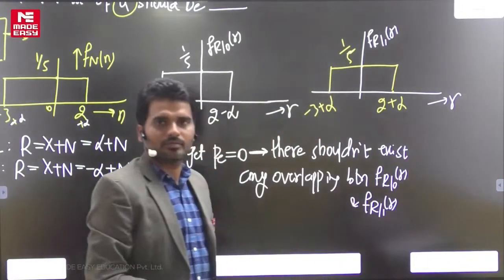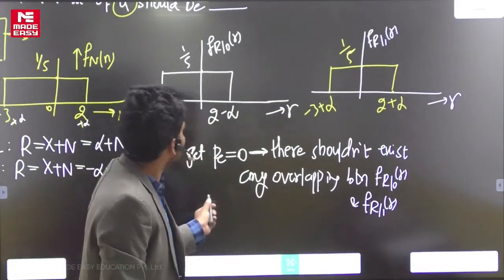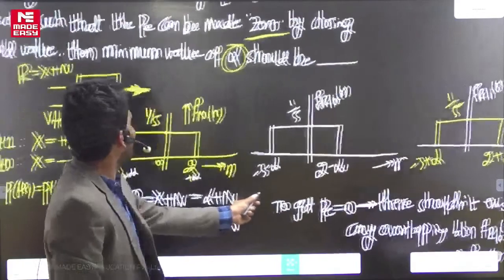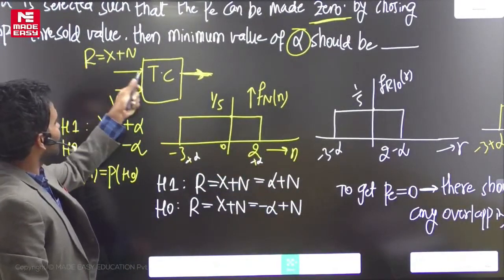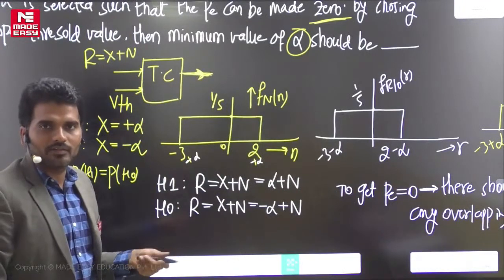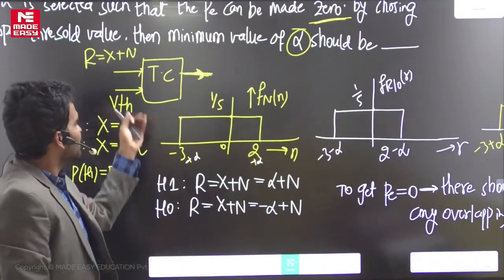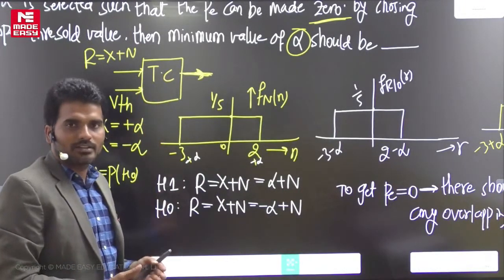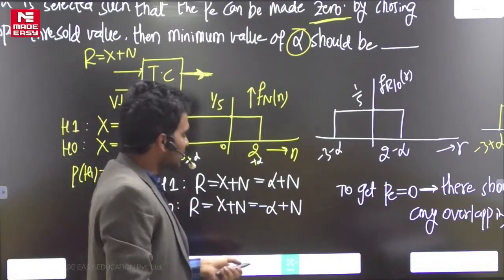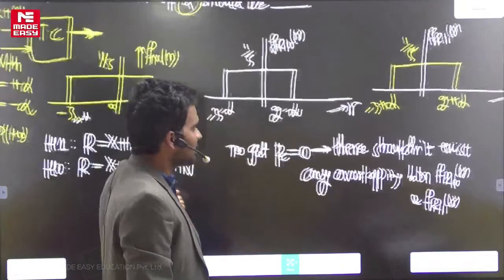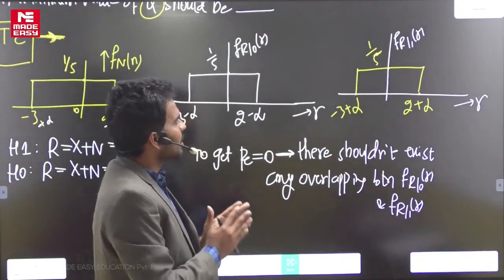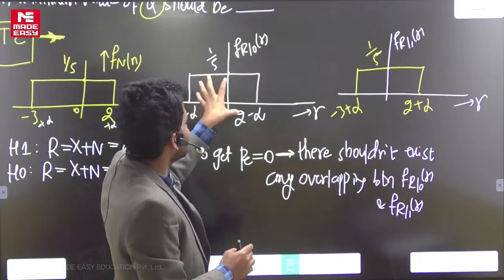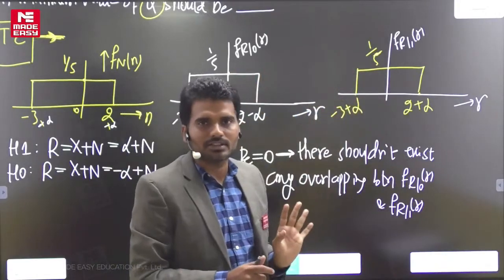What is the input of the threshold comparator here? R. You have to understand this. Based on the R value only, the decision will be taken in favor of 1 and in favor of 0. To get zero probability of error, the condition to be satisfied is that there should not be any overlapping between these two conditional density functions. That is a requirement.